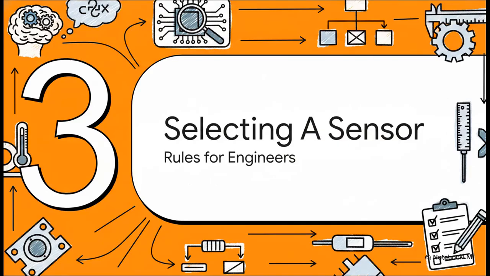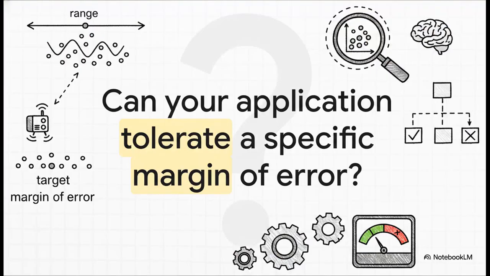Which brings us to section 3, rules for selecting a sensor. Let's ask the practical, boots-on-the-ground questions an engineer actually faces in the field. First, what is the absolute minimum and maximum range your project requires? And crucially, what's your acceptable margin of error? Because let's face it, every sensor in the world has a margin of error. The real question is simply whether your specific application allows you to tolerate it.